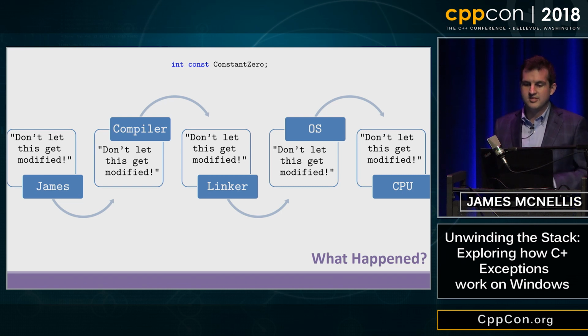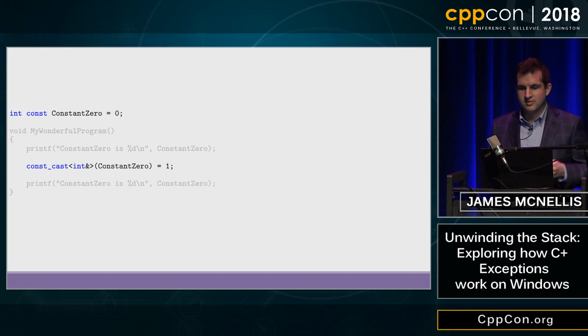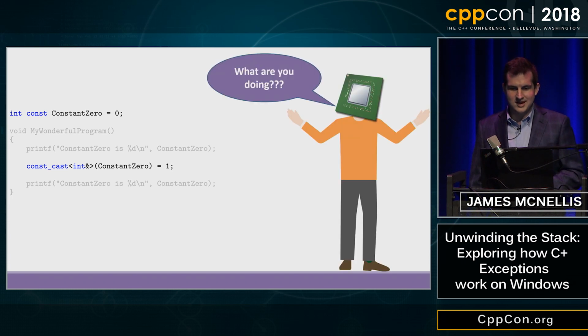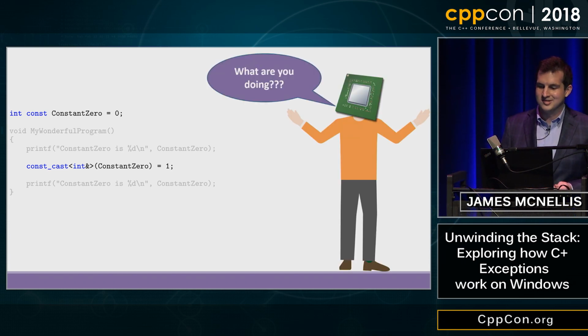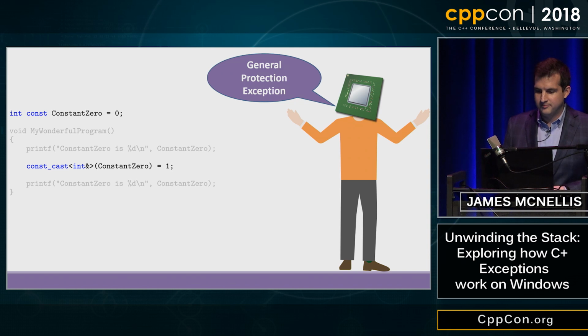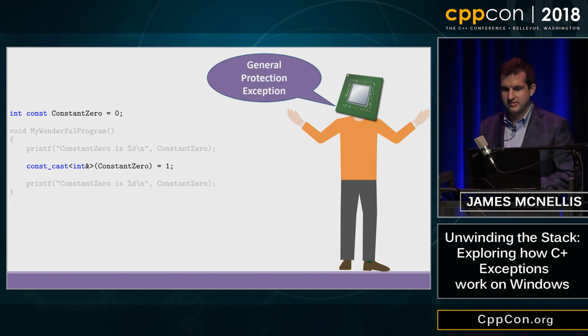modified. So the CPU is executing the instructions in my program, and it gets to this part where the program tried to write to that global variable. And the CPU remembers, we told it not to let anyone do that. So it metaphorically throws up its hands and asks, what are you doing? Though the CPU doesn't actually speak English, so what it really does is it signals a general protection exception or fault. This is not a C++ exception, this is a hardware exception actually signaled from the CPU.